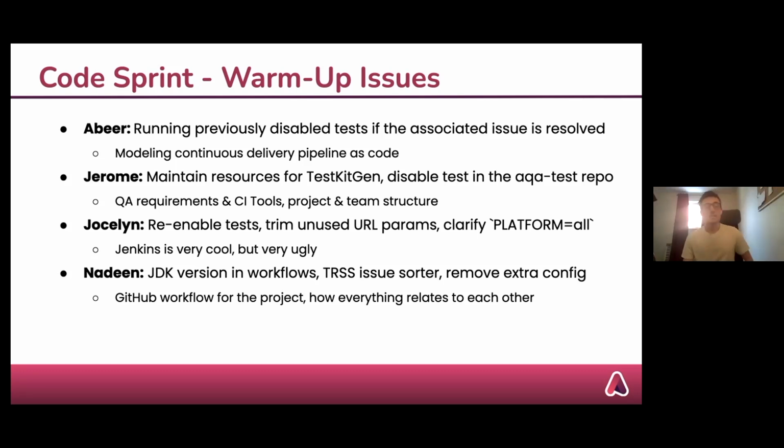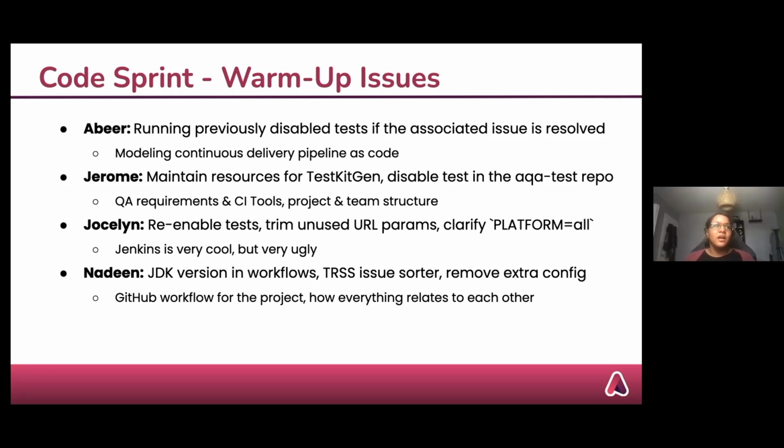Yep, I re-enabled some tests for JDK 18. I trimmed some unused URL parameters from a link we generated on the page, and I also clarified the description for a platform "all". Running the tests on all platforms, quite unintuitively, doesn't mean all platforms; it just means most of them, or the most commonly used ones. I had used other CI tools before, but never Jenkins. I was kind of impressed how you can really tweak the behavior all over the place and extend the platform with plugins, but it is very ugly. Nadine?